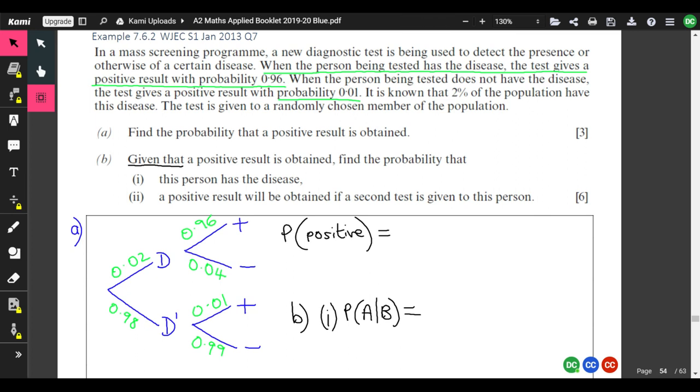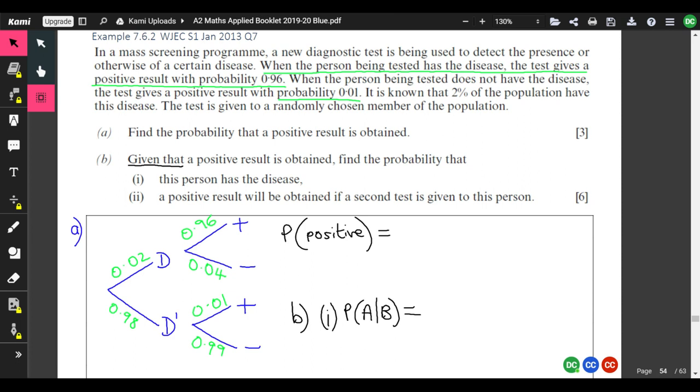Right, please make sure you have read this question before we start looking at the solution. I've drawn my tree diagram, putting all the information from the question onto the diagram. Because there's two stages to consider, it lends itself to a tree diagram.